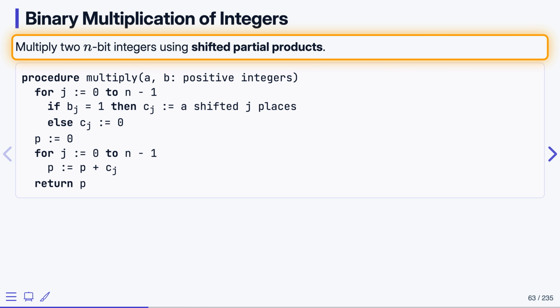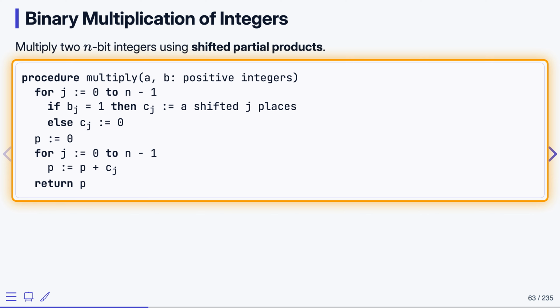Now the multiplication algorithm. We multiply two numbers A and B, again given by their bits, using shifted partial products. The first loop builds the partial products. For each bit position j of B, we look at bit B sub j. If that bit is 1, the partial product C sub j is A shifted left by j places. Shifting left by j places is the same as multiplying A by 2 to the j. If the bit is 0, the partial product C sub j is just 0. So we get n partial products, C sub 0 up to C sub n-1.